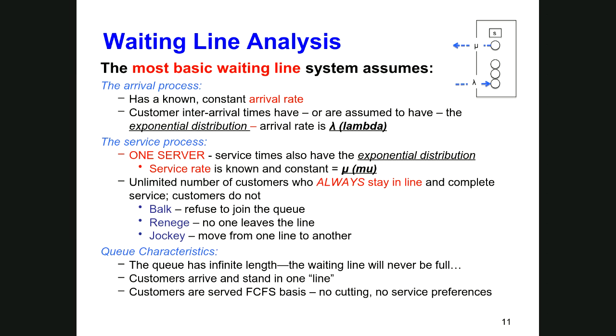All right, we're getting now into a little more detail about how we're going to analyze our waiting lines. And again, here's our representation of our single server system. In order to do our analysis with the formulas that we're going to see, the arrival process has a known arrival rate. Now it says constant arrival rate, but what that means is that the arrival rate does not change over time, but the number of customers and how they arrive does change.